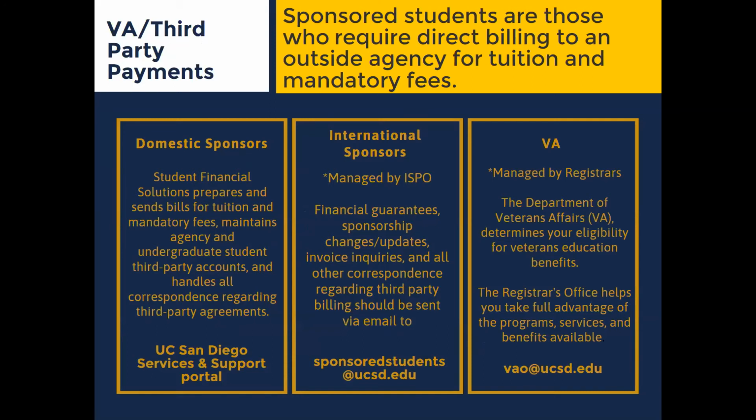So, third-party sponsored students are those who receive tuition and fee payments from an outside organization. A different office may facilitate third-party billing depending on who is sponsoring the student. There's 3 different groups we have identified.